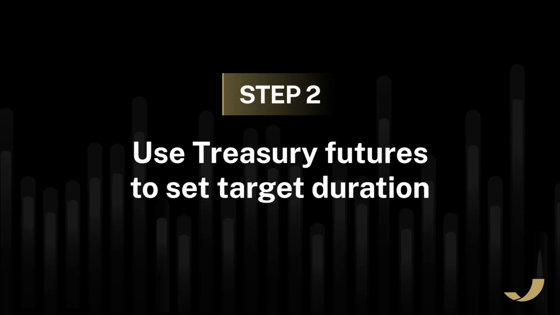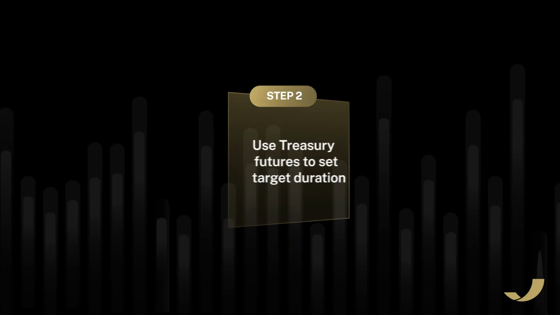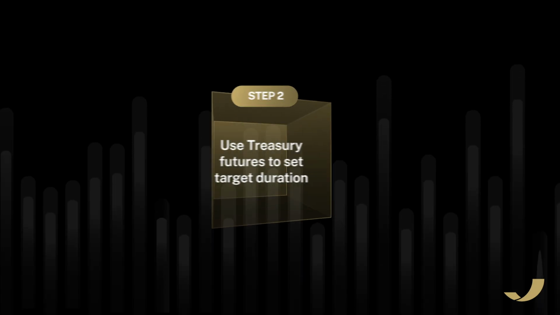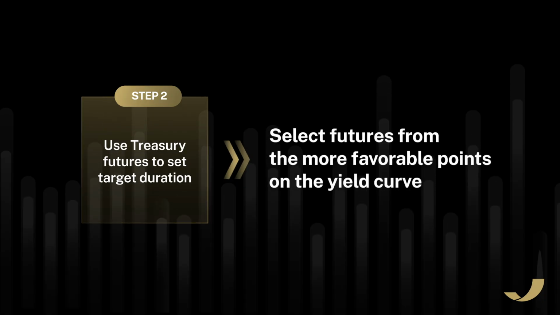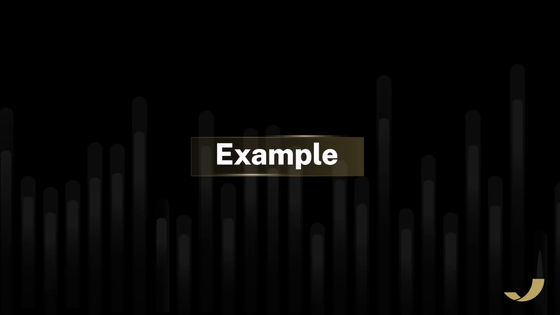Step 2 is to use Treasury futures to set the fund's target duration. As part of this step, AGGH selects futures from the more favorable points of the Treasury yield curve. Here's an example of why AGGH does this.